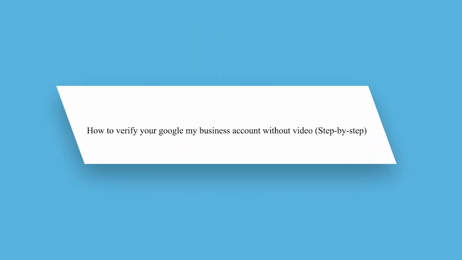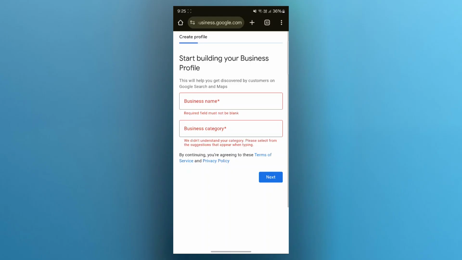Today I will show you how to verify your Google My Business account without video. So first of all, navigate to business.google.com and log in using the Google account associated with your business. Once you're logged in, select or create the business you want to verify.